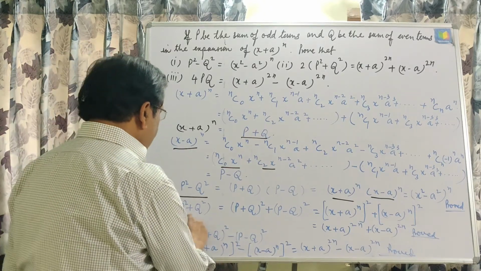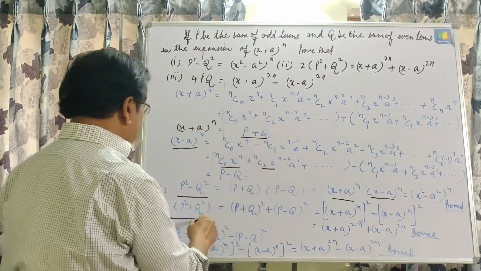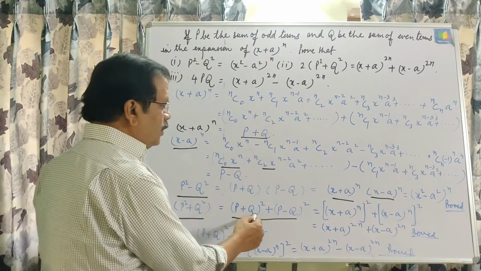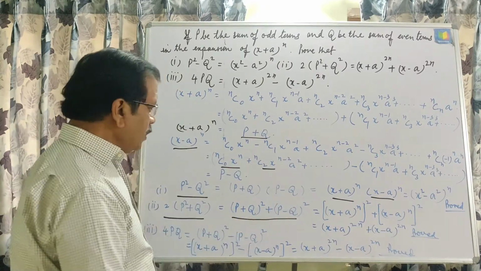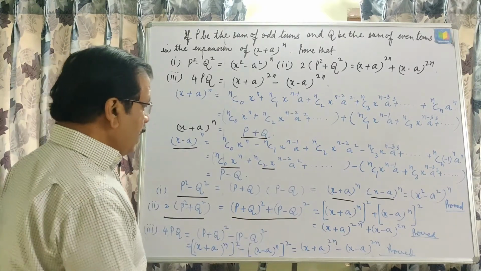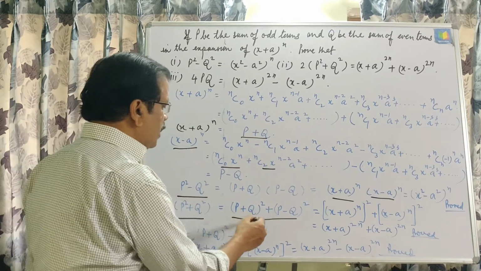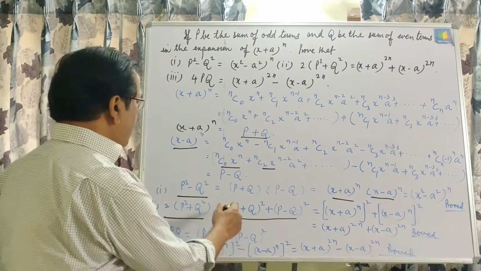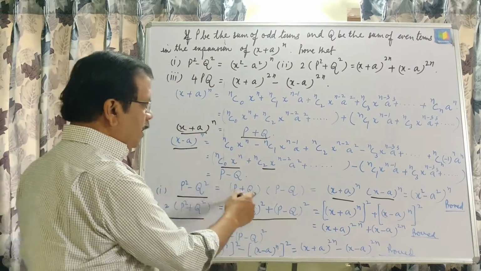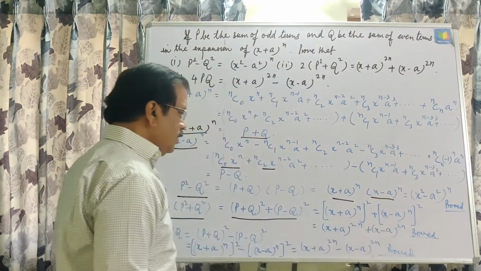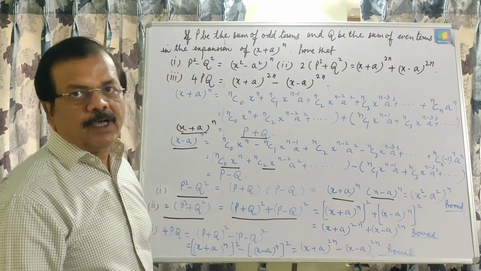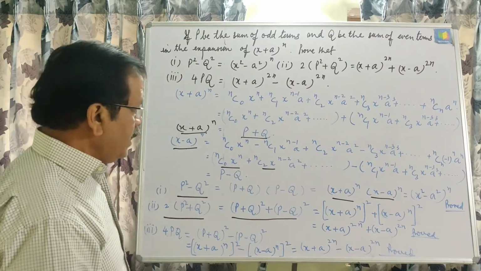In the same way, the second one, 2 times p square plus q square, can be factorized as p plus q whole square plus p minus q whole square, because 2pq and minus 2pq in both terms will cancel, and ultimately we will get p plus q whole square plus p minus q whole square. The value of p plus q is x plus a to the power n, whole square, and p minus q is x minus a to the power n, whole square, and this way we are getting x plus a to the power 2n plus x minus a to the power 2n.